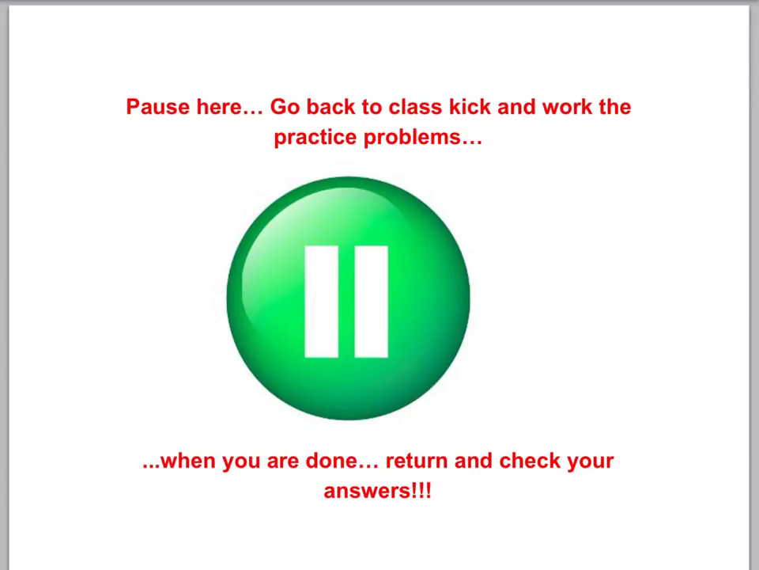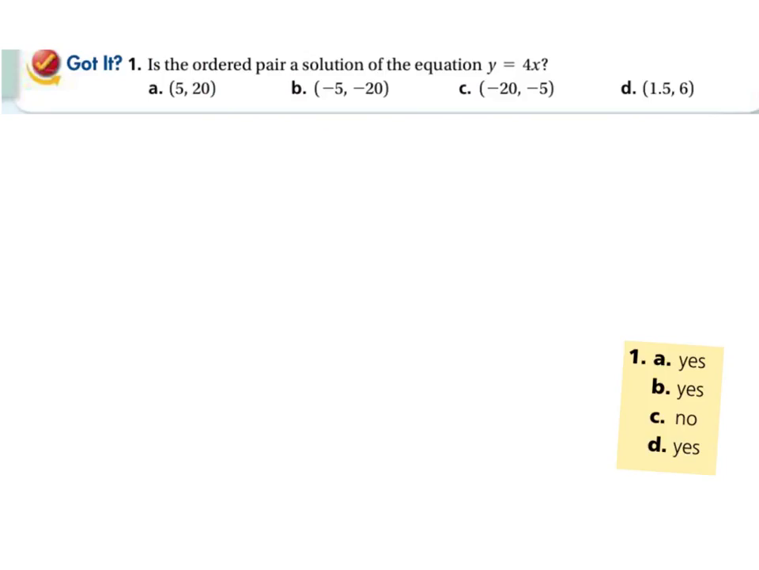Go ahead and head on to class kick. You've got a couple just like this. Using the exact same equation here, y equals 4x, we're going to try each of these and see if they work out. And you can see the answers down below here. So if you already have yours done, you can zip ahead if you got them right. If you didn't, go ahead and watch.